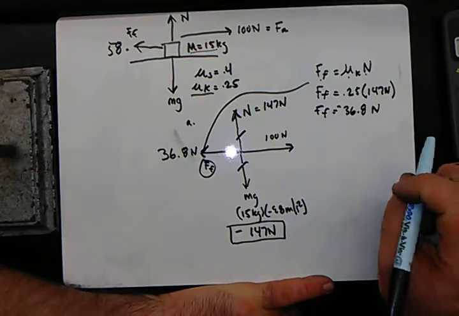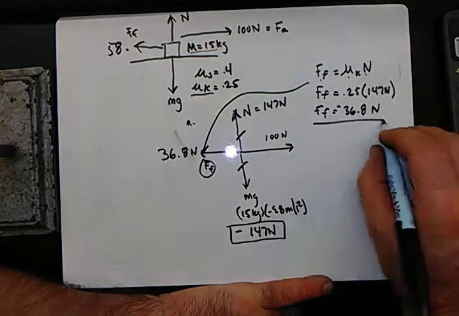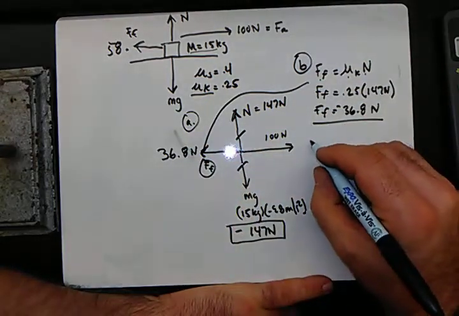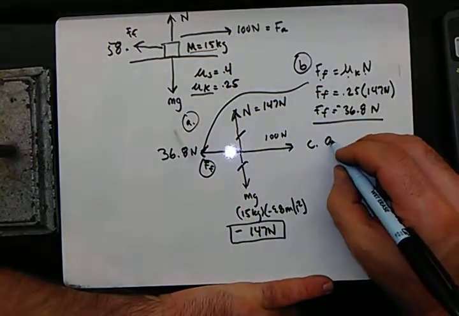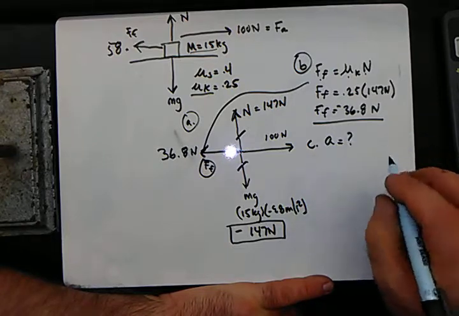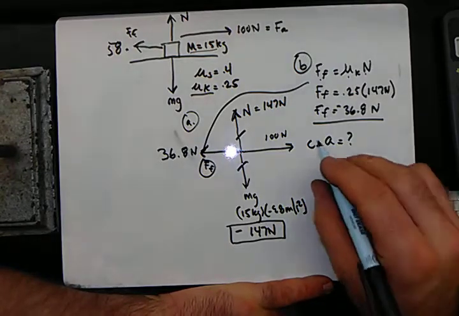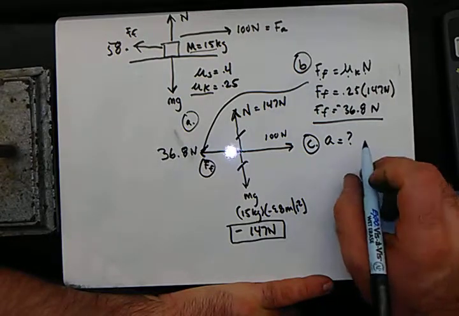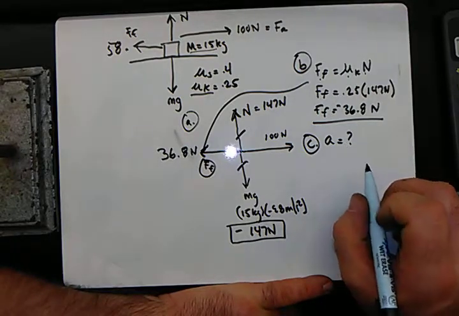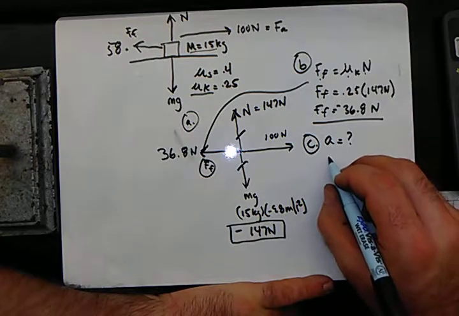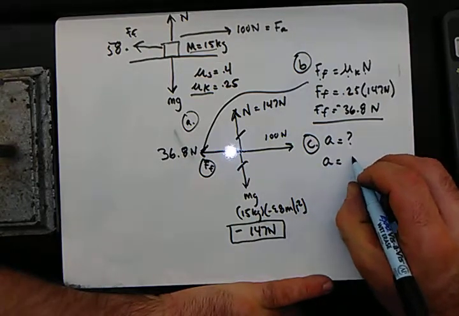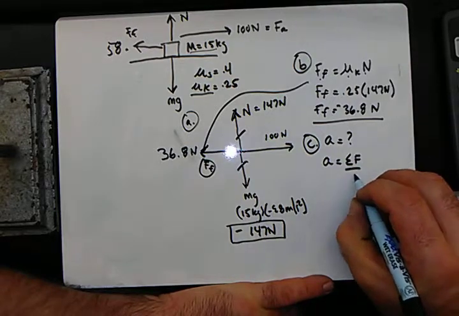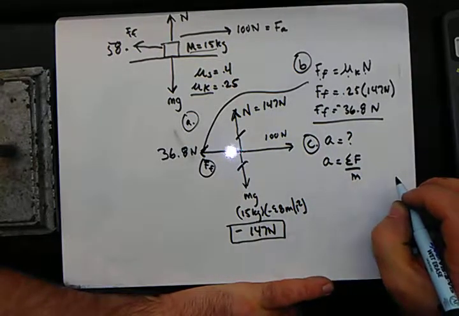Okay, so let's see what else we're looking at. This is part B. This is part A, and we're going to do part C now. It says find the acceleration of the object. What is the acceleration of the object? Using Newton's second law, we can go ahead and find it. So we know that acceleration, and we've done this a few times, is net force over mass.